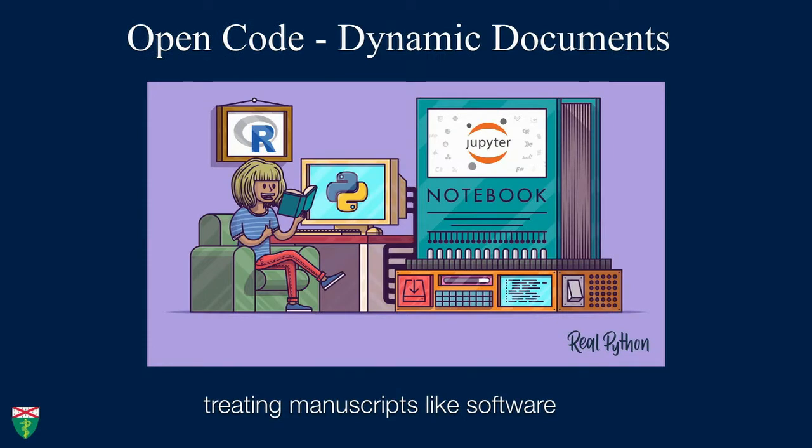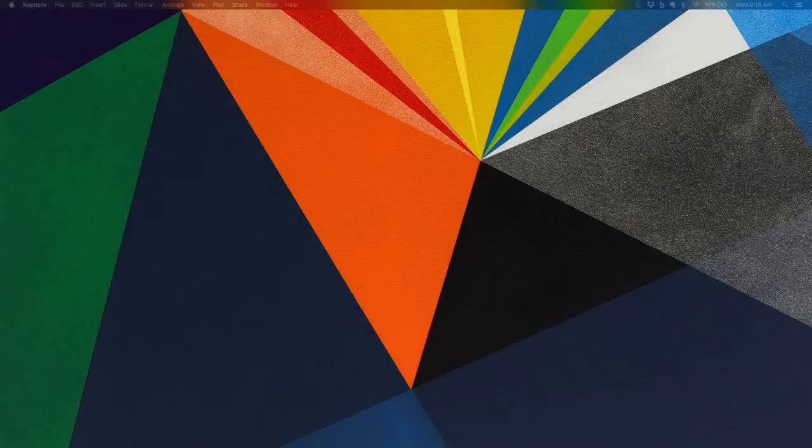So the other thing I wanted to talk about briefly was just dynamic documents. And this is the idea about treating a manuscript like software. And I'm going to pull out of this real quickly and show you an example. If I can get it on the screen, I might not be able to. I didn't check for that.